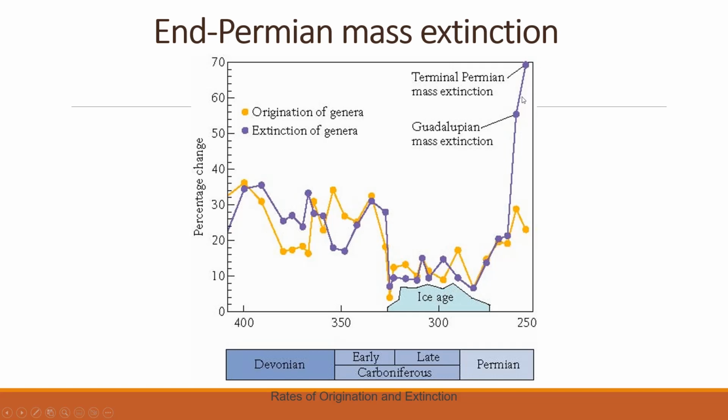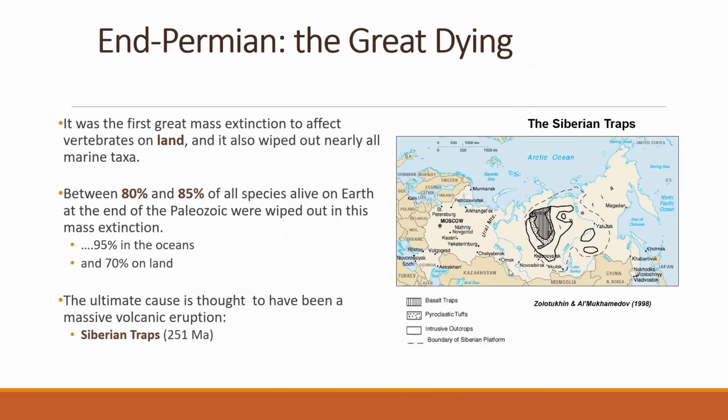We have a 70% change in the extinction of genus, but we're only seeing maybe a 24% change in the origination of genus. So this is what we mean by mass extinction. It's such a large loss of species that we call it the Great Dying. It's the first great mass extinction that affects the vertebrates on land.